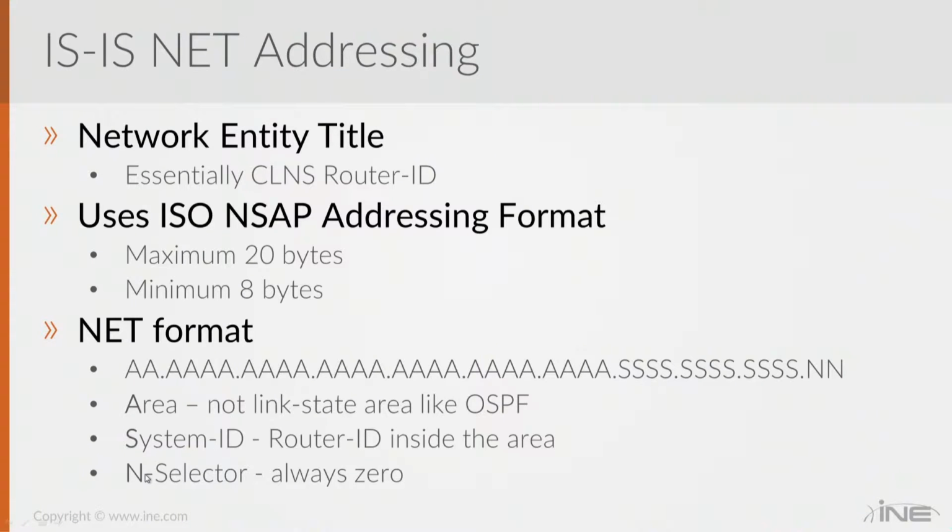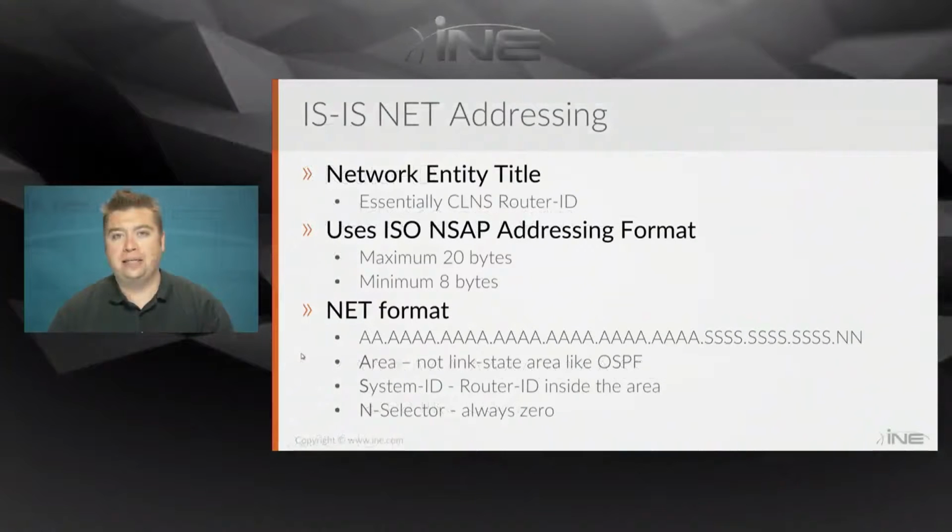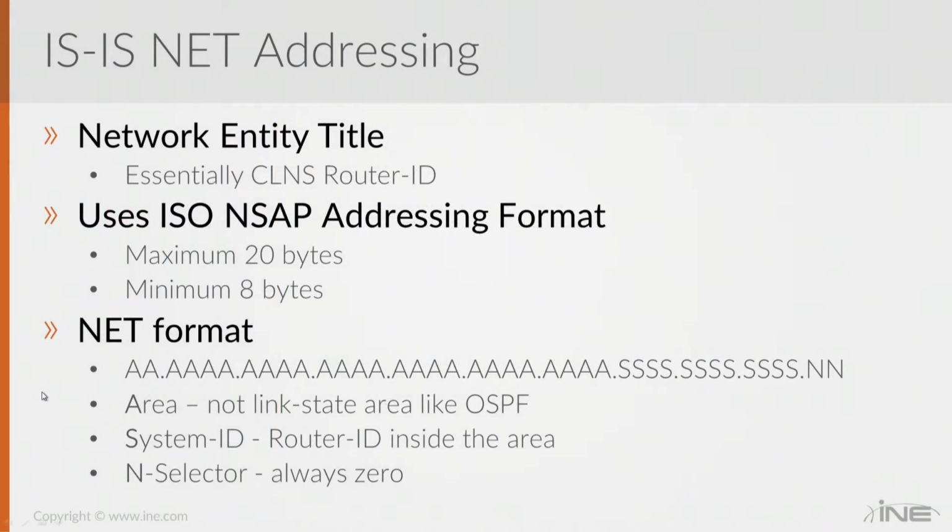Now, within the flooding domain, or within the area, we also have the system ID. This is like the router ID within the area, so this needs to be locally unique to the area, but for the overall system, the system IDs can overlap as long as the devices are in different areas. Because between areas, we're using the entire NSAP address as the node identifier. Within the area, we're using just the system ID as part of the SPF calculation. And then the last field, the NSEL, or the end selector, that value is always 0.